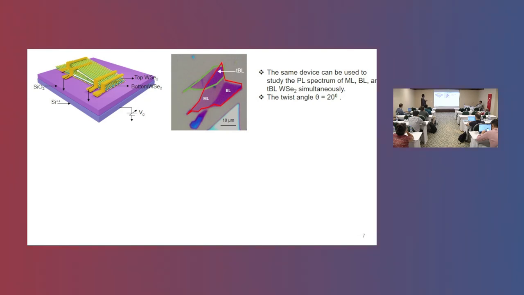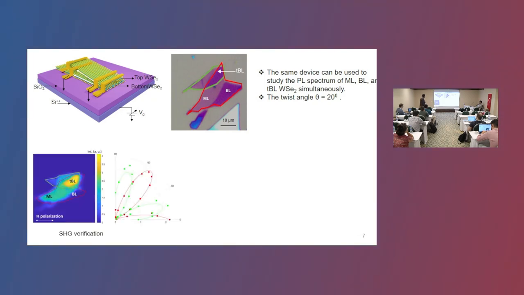Since it's all in the same device, we don't have to worry about that. So we have the twisted regime, here the monolayer regime, here is the bilayer regime, okay? And the twist angle is large, that is 20 degrees. Because in my previous publication, what I found out is that Raman spectroscopy is almost insensitive to high twist angle. But here we have found out we can still probe the correlations.